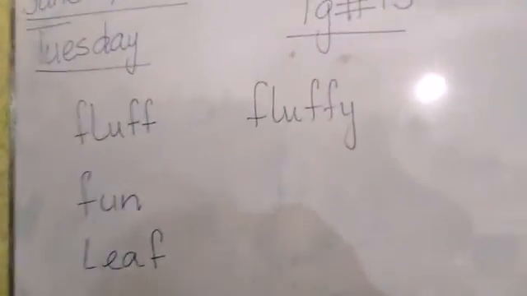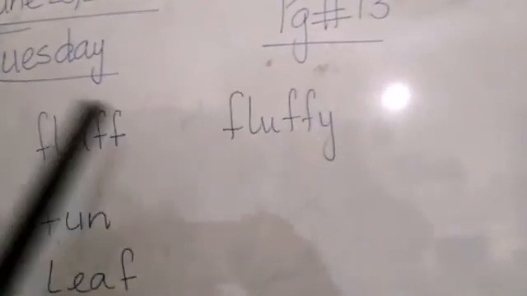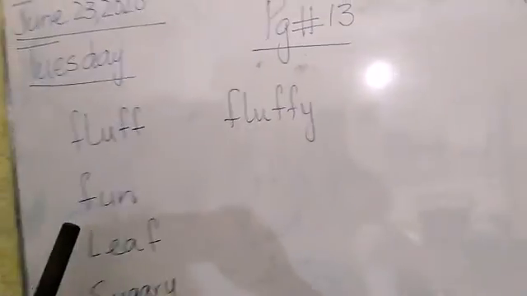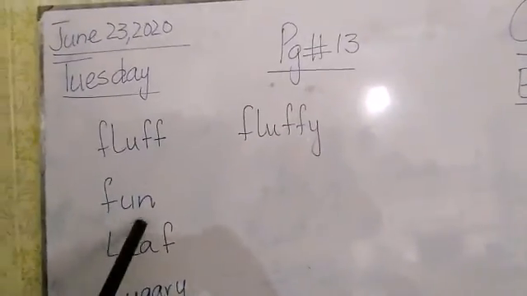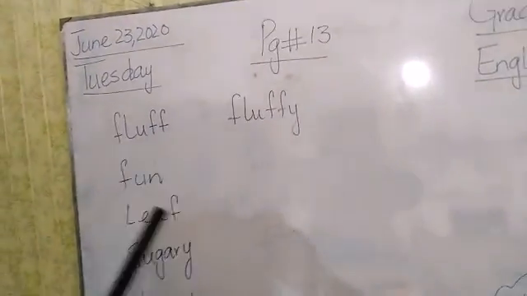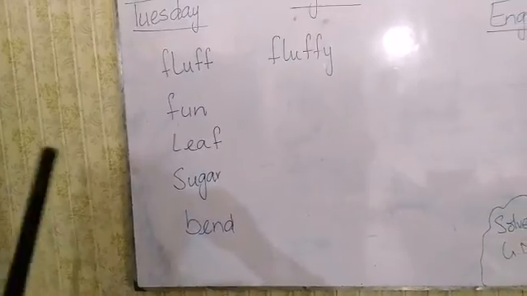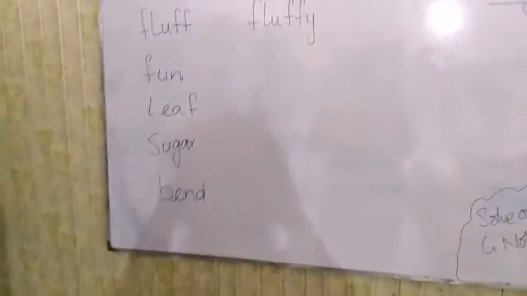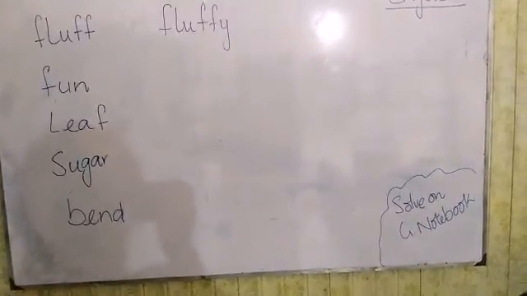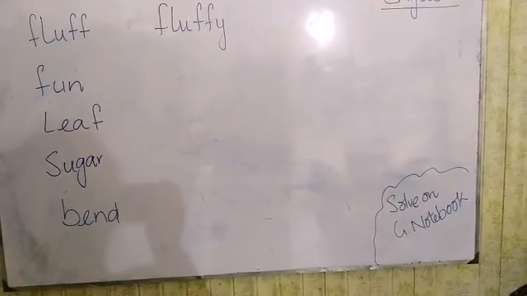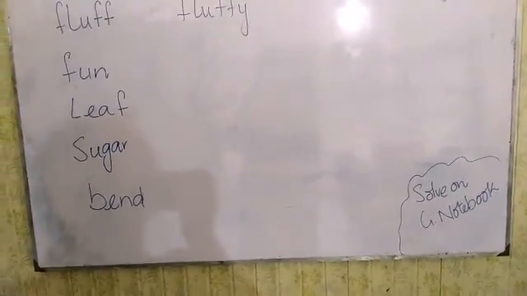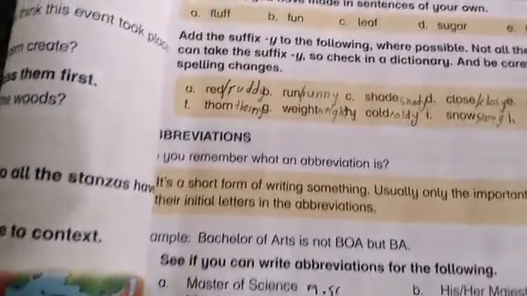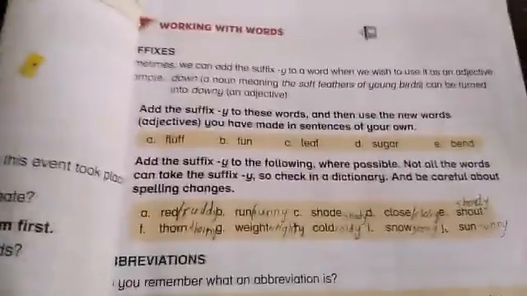Okay, when we add y to fluff, it becomes fluffy. Yes, fun becomes funny. Leaf becomes leafy. Sugar becomes sugary. And bend becomes bendy. Fine. What you have to do, you have to write them in your notebook and search for sentences of these from the internet. Now, check the next question.